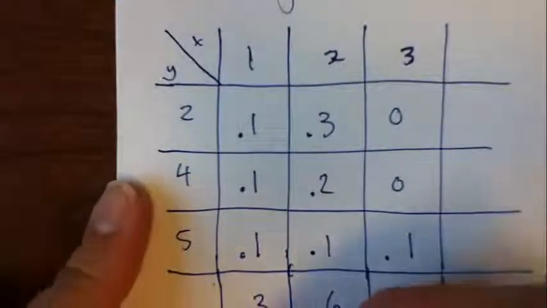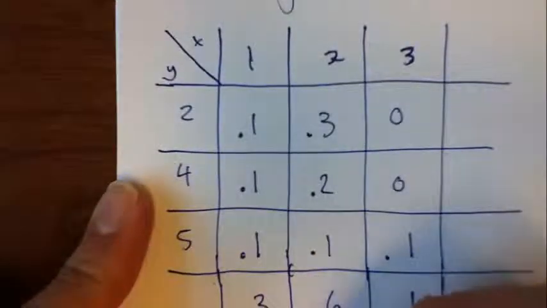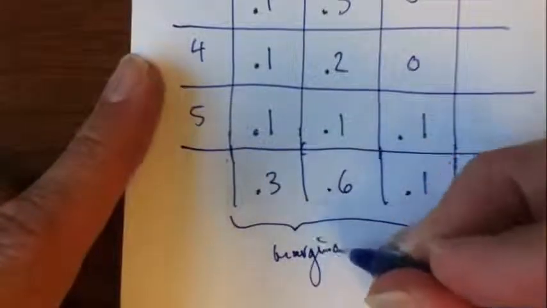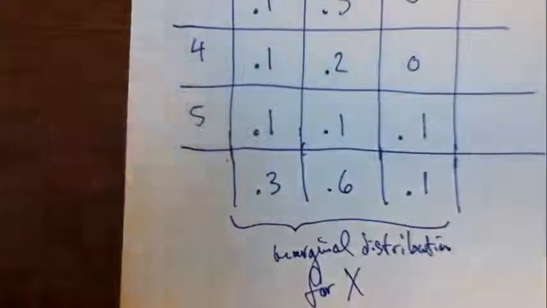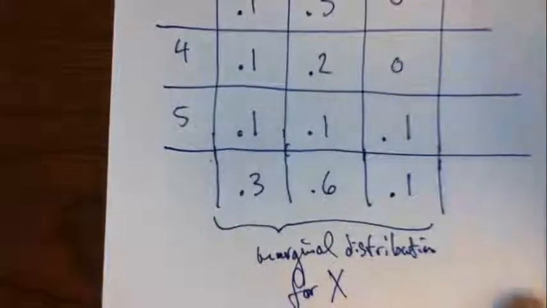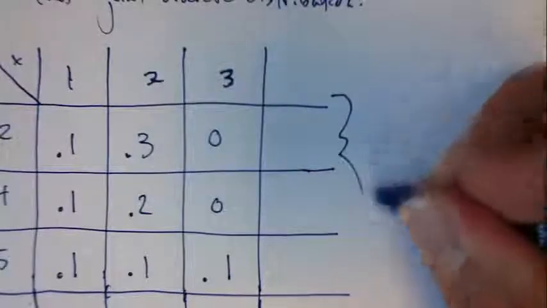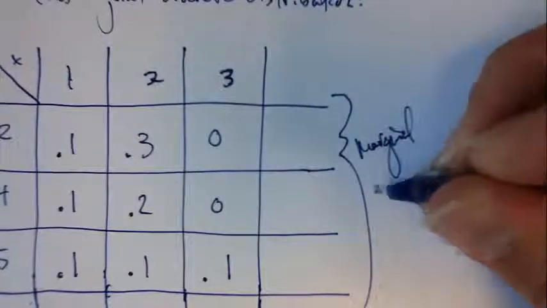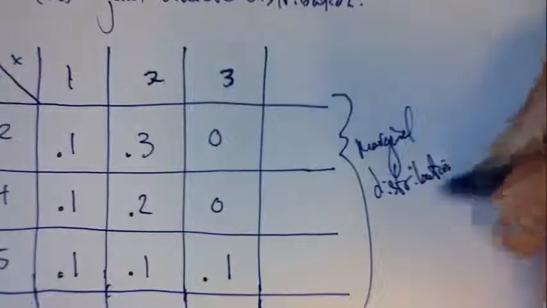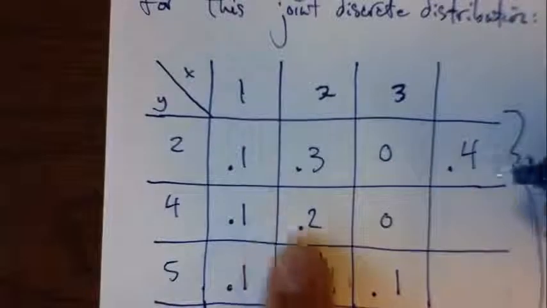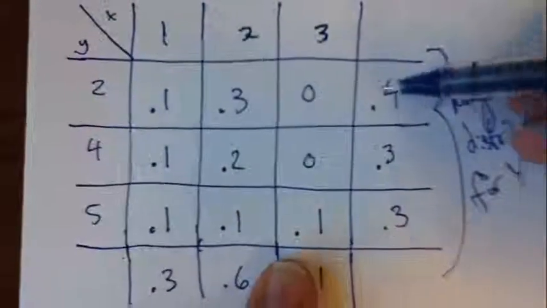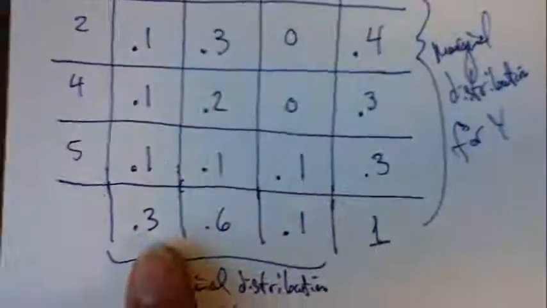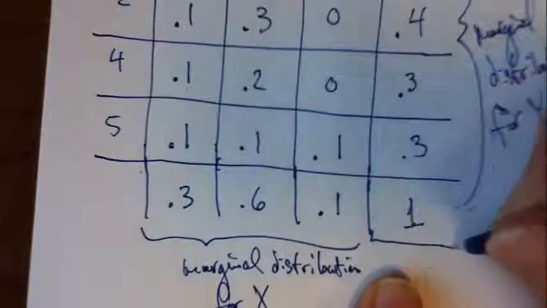Very good. This is the marginal distribution for x, because it occurs in the margin, right? For the random variable x, okay? Along here, I could have the marginal distribution for y. Okay, 0.1 plus 0.3 plus 0 is 0.4. 0.1 plus 0.2 plus 0 is 0.3, and 0.1 plus 0.1 plus 0.1 is 0.3. If I add these up, I better get 100%. And if I add these up, I better get 100%, right? Very good.